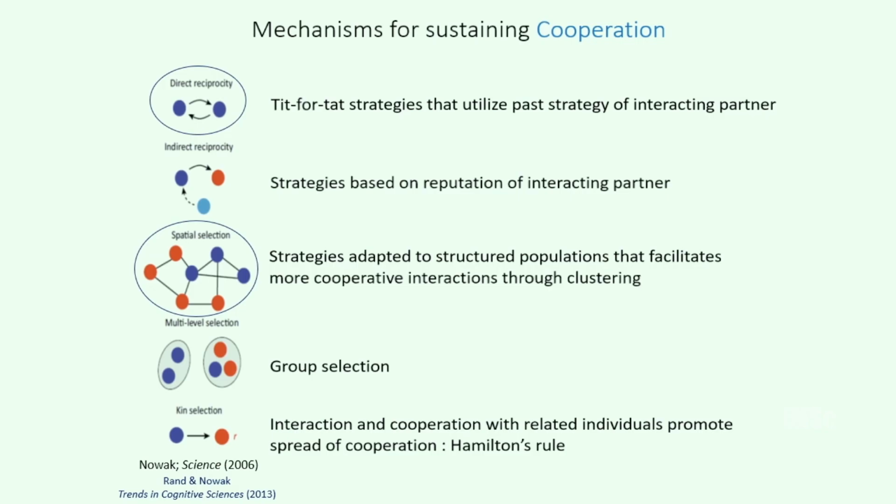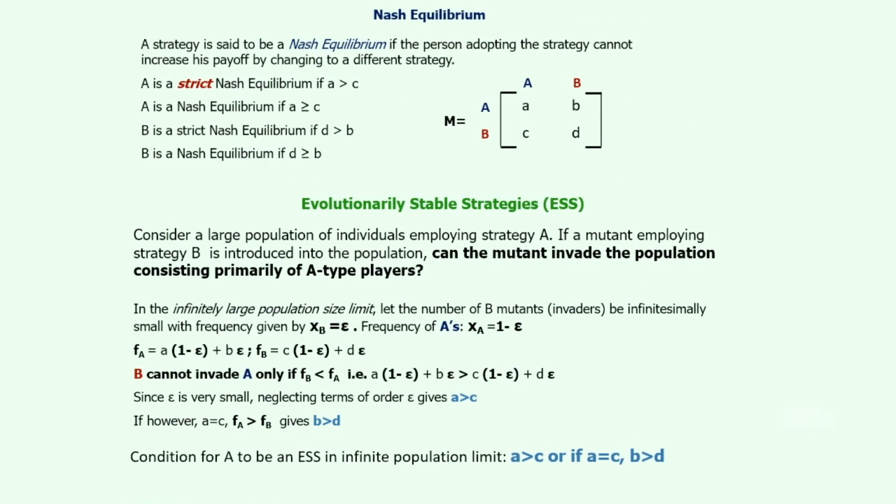There's a mechanism called group selection and kin selection, which I'll not go into, so let me not spend time on that. Okay, so just a very quick review of an ESS.